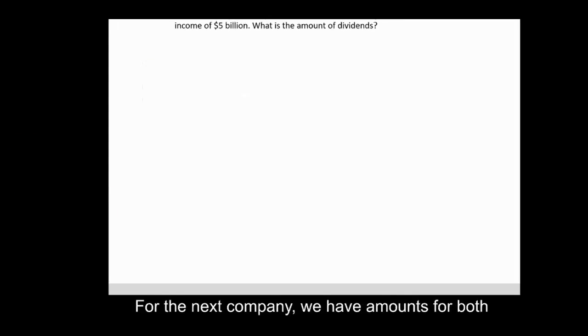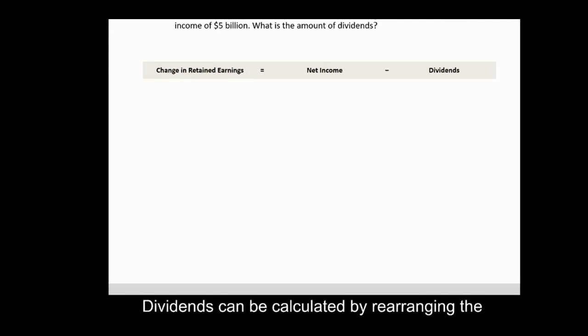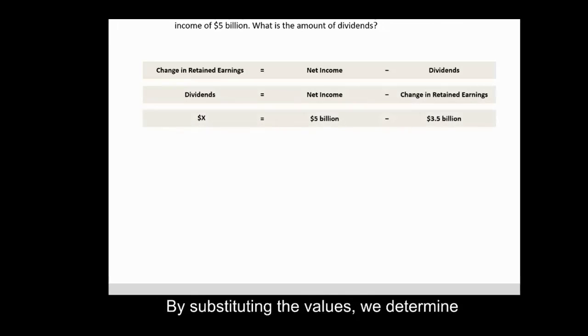For the next company, we have amounts for both increase in retained earnings and net income. Dividends can be calculated by rearranging the equation. By substituting the values, we determine dividends to be $1.5 billion.